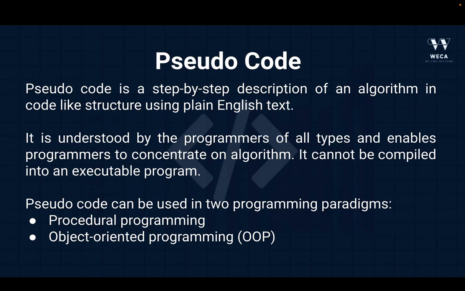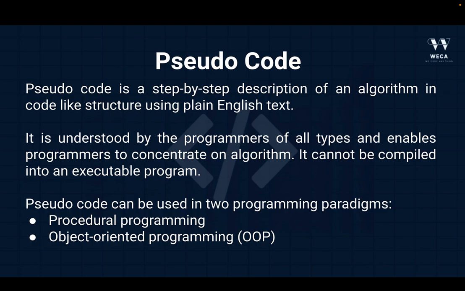Now we must have heard of the word pseudocode over and over again, right? So here we're coming to understand the exact meaning of pseudocode and how to apply it. Well, pseudocode is nothing but what it is, a pseudocode. It's a step-by-step description of our algorithm in a code-like structure, only it is in plain English. So pseudocode is also like your normal programming code, only you're just using English to express it. Now, it is understood by programmers of all types.